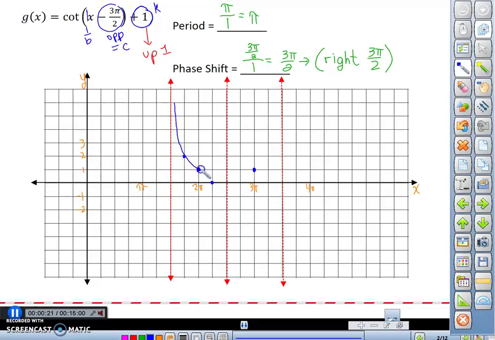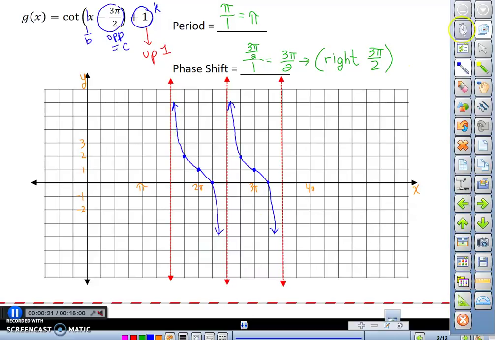This is our concave up side going to positive infinity, concave down side going to negative infinity. And then that repeats in the next interval or next cycle. And we draw that curve in like so. And that would end that way.